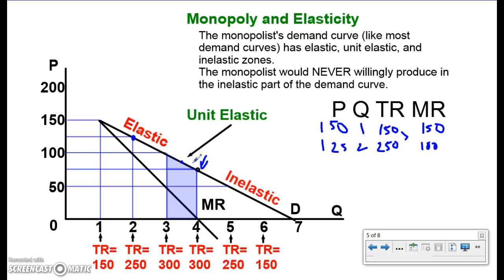You can also see from this particular slide that the monopolist, like anyone facing a demand curve, has ranges of elasticity. The important piece here is that the monopolist would never willingly produce in this range. The monopolist would never lower the price to a point where their marginal revenue, the revenue of the next unit sold, is actually negative. It would actually reduce their total revenue. They're not going to do that.